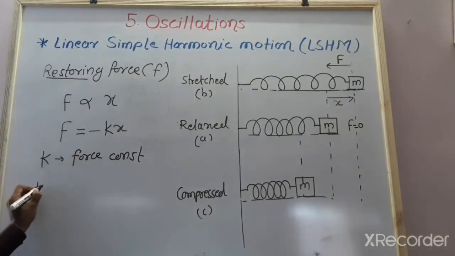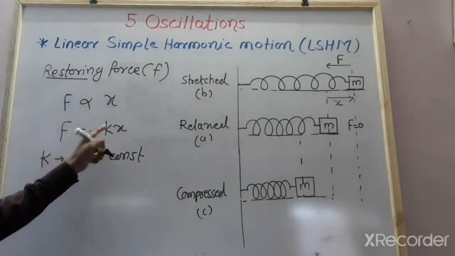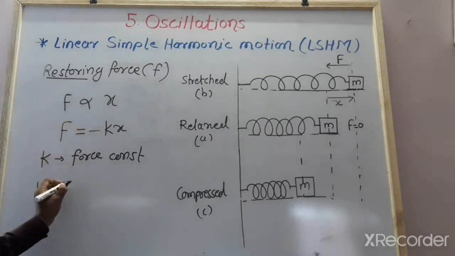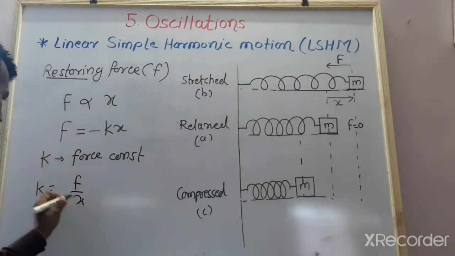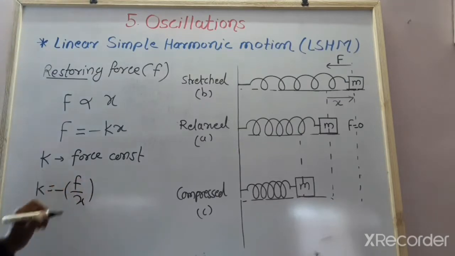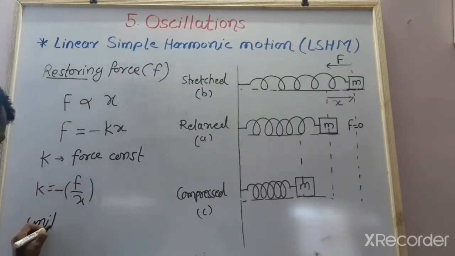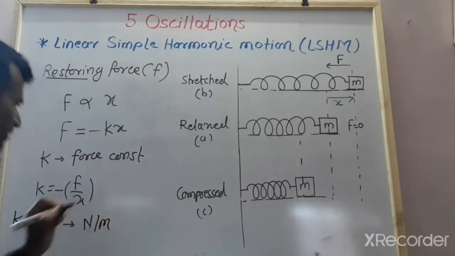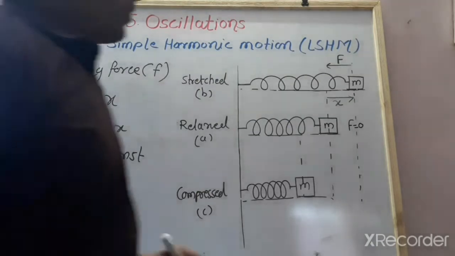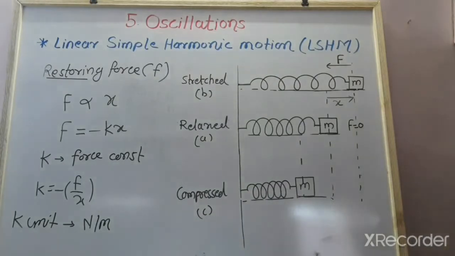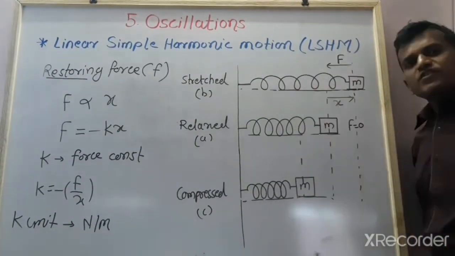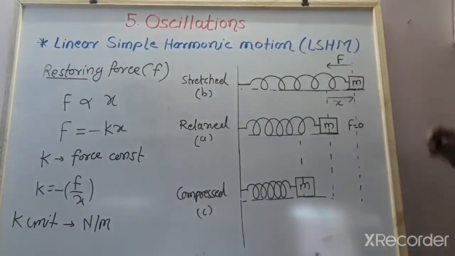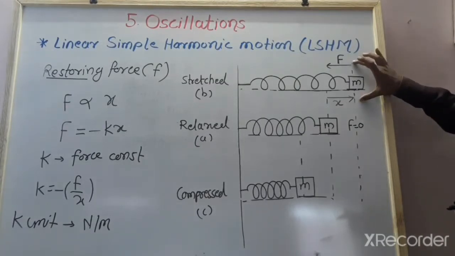And for this K, from this formula, K is equal to F upon X. And its SI unit is Newton per meter. Unit of K is Newton per meter. Okay, this is called the force constant, and its value depends on the elastic properties of the spring. These two are directly proportional.